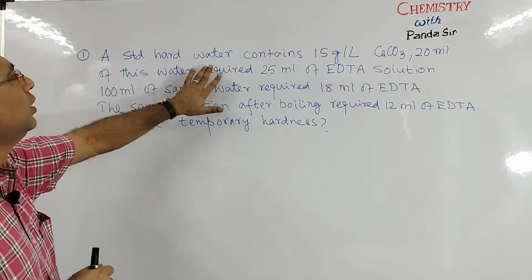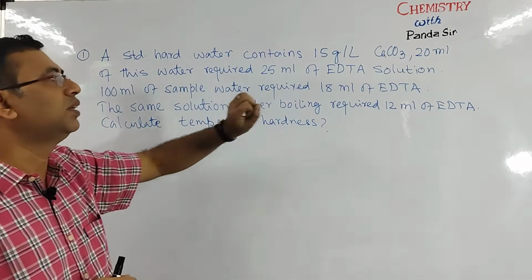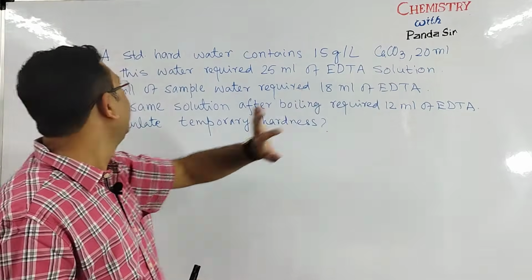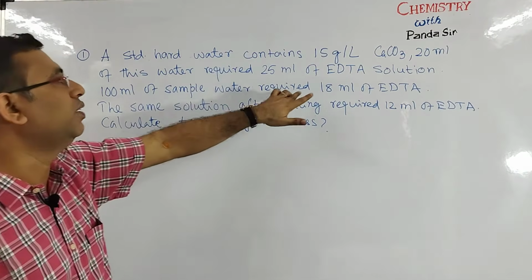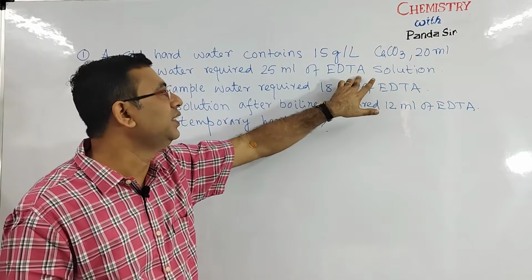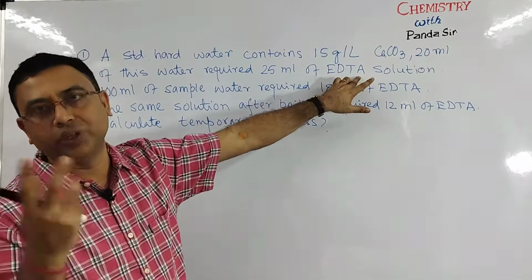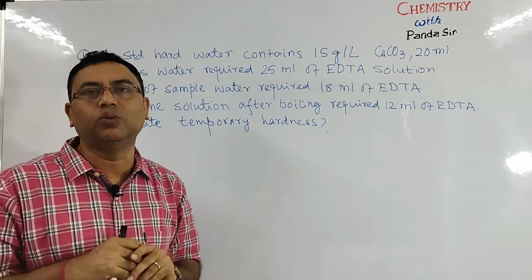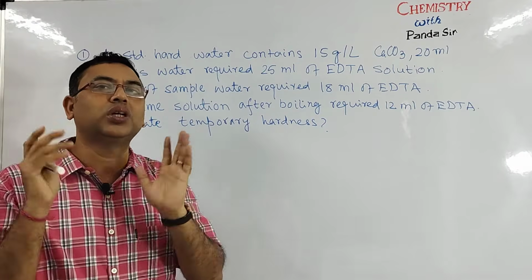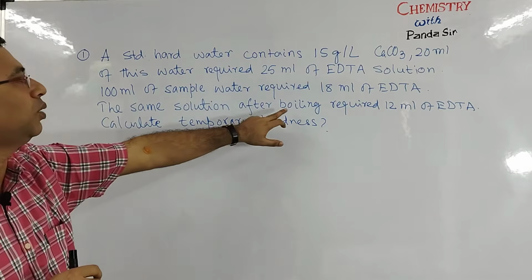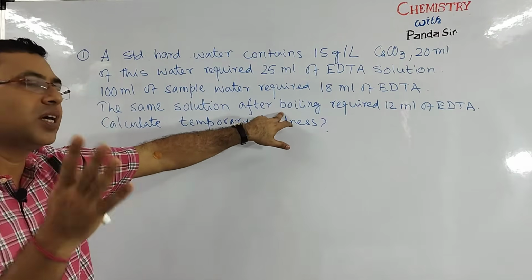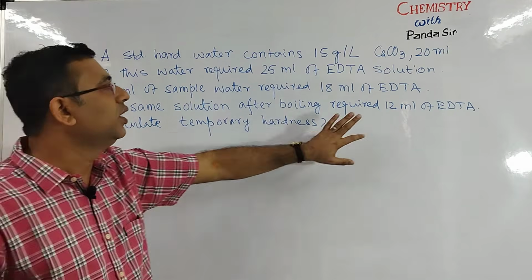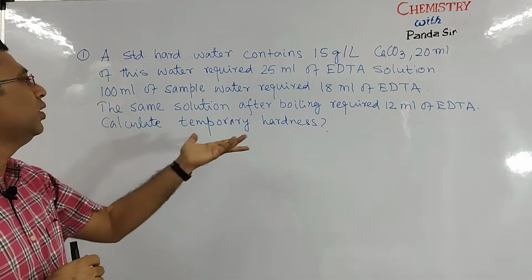A standard hard water contains 15 gram per liter calcium carbonate. So this is a standard hard water because we know how much calcium carbonate is present. 20 ml of this water require 25 ml of EDTA solution. So this line indicates the standardization of EDTA, how we can calculate. And you can see 100 ml of sample water. Sample water is the normal hard water. So from this value we can calculate the total hardness, and you must have seen the same solution after boiling. It means the same 100 ml solution. The moment we are boiling, we are removing the temporary hardness. Okay, require 12 ml of EDTA. And calculate the temporary hardness.